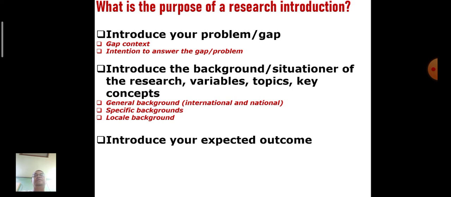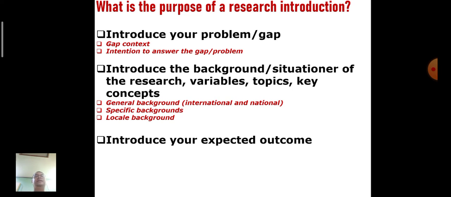Okay, you also have number two: you introduce the background, or you narrate the situation of the research, the variables, topics, and key concepts under the title or under the identified problem. Okay, that's the second part. The third part is introduce your expected outcome. What does it mean? We know already that when you do research, you will be having some findings. You will be producing data and information. But beyond that, what is your expected outcome if you have already those data or information? Okay, so that's the expected outcome.